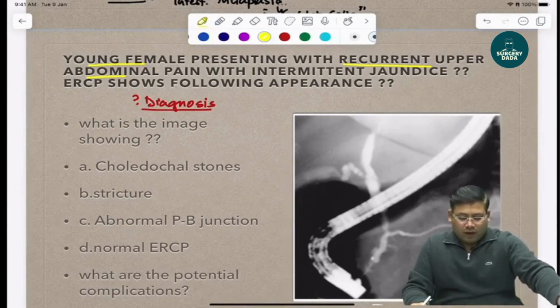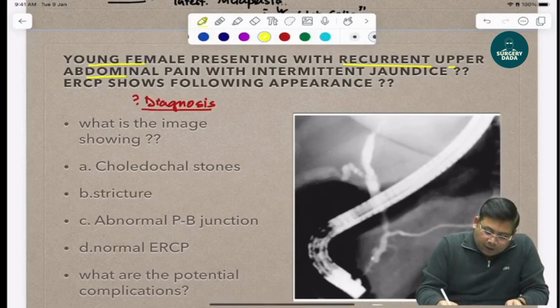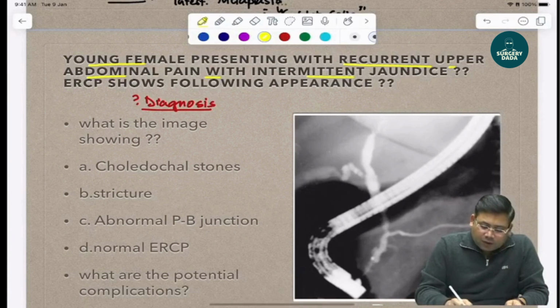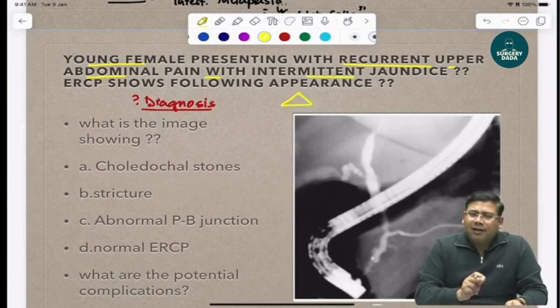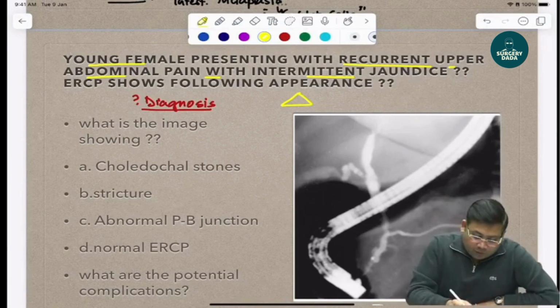Okay, so young female with recurrent upper abdominal pain with intermittent jaundice. This is a classical triad, intermittent jaundice with such an ERCP profile. So let us see this. What are you seeing, students? Let us try to understand.